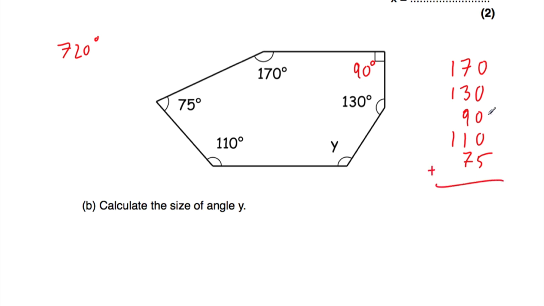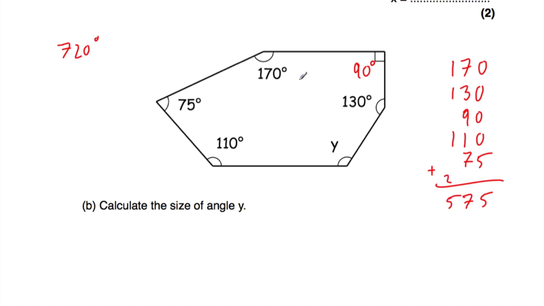So 0 plus 0 plus 0 plus 0 plus 5 is 5. 7 plus 3 is 10, plus 9 is 19, plus 1 is 20, plus 7 is 27, so that's 7, and then put a 2 over. And then we've got 1 plus 1 is 2, plus 1 is 3, plus 2 is 5.